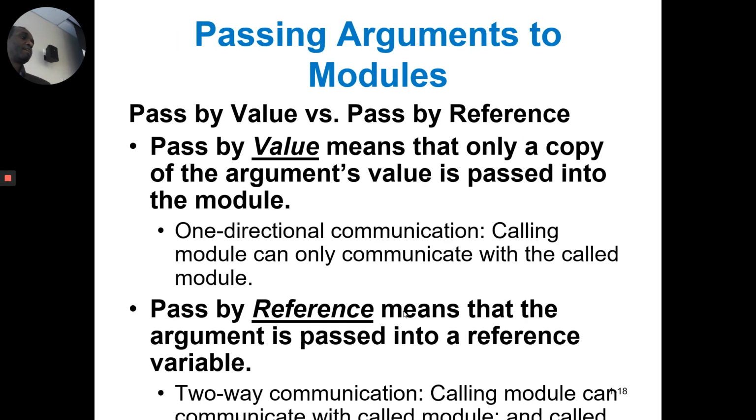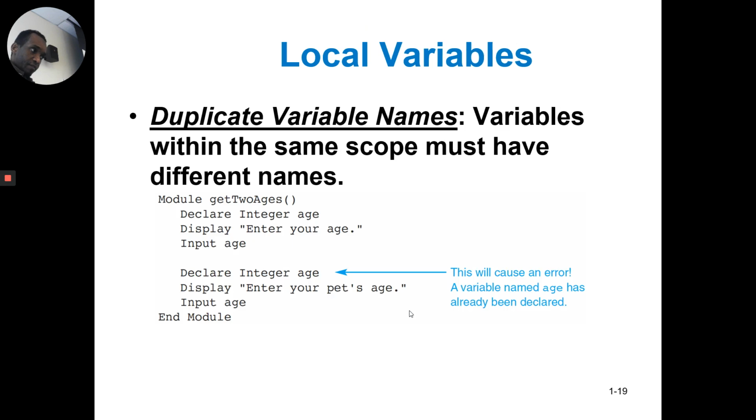You can pass by value versus pass by reference. Pass by value means that only a copy of the argument's value is passed into the module, into the function. So it is one-directional communication: the calling module can only communicate with the called module. Pass by reference means that the argument is passed into a reference variable. So this is a two-way communication. The calling module can communicate with the called module, and the same thing vice versa.